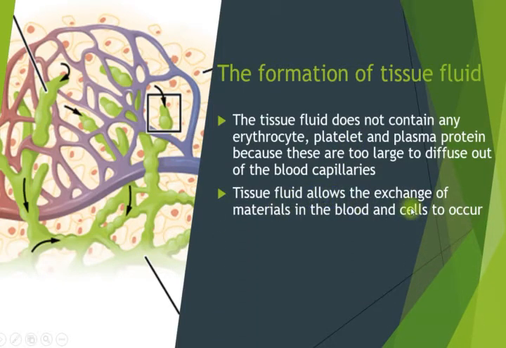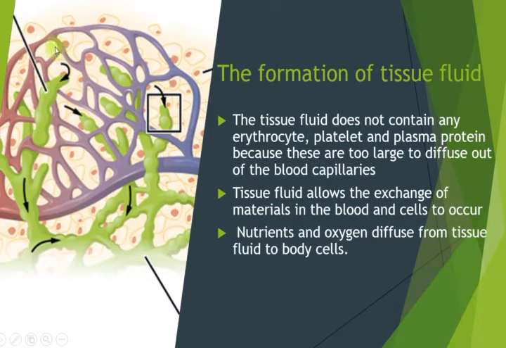So the tissue fluid allows the exchange of materials between the blood and cells to occur. So now, between the cells or in the intercellular space, it is full of the tissue fluid. And what happens there? The exchange of the materials occurs between the blood and the cells. The nutrient and oxygen diffuse from the tissue fluid to the body cell. Okay, the nutrient that already diffused out from the blood capillary just now enters into the intercellular space and then diffuses from the tissue fluid into the body cell to be used by the cell.